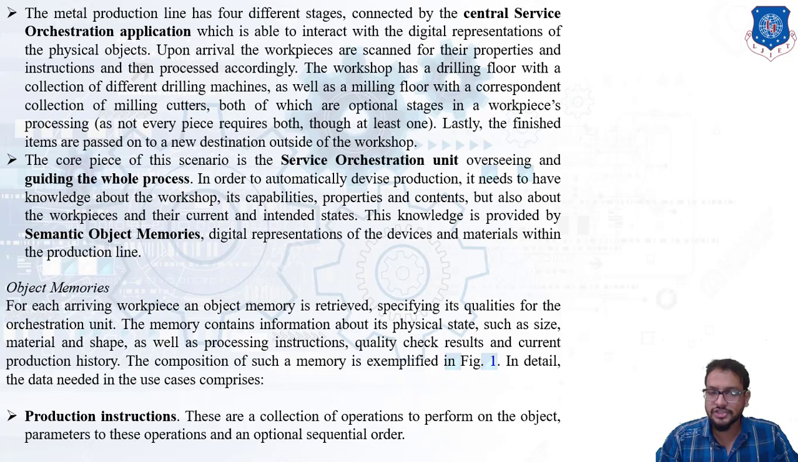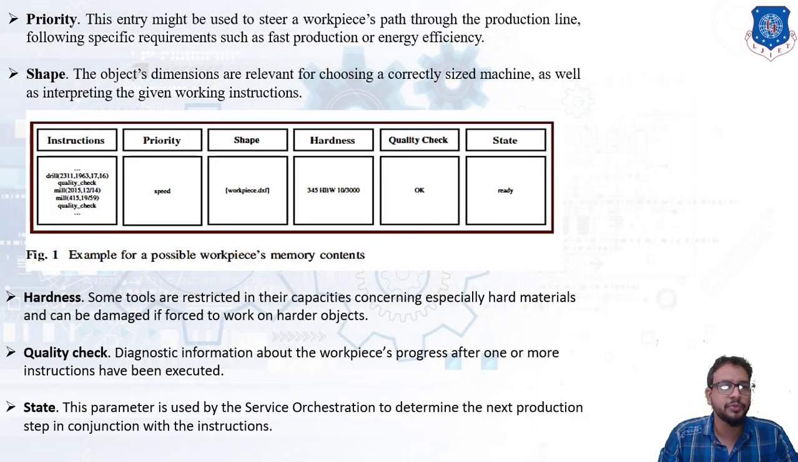First are the production instructions that will be present in the memory database. These production instructions are the collection of operations to be performed on a workpiece, on an object. The parameters of these operations and an optional sequential order will be provided in the database, that is, in the digital object memory. Let us see what the production instructions would look like. In the next slide, you can see a figure showing an example of possible workpiece memory content.